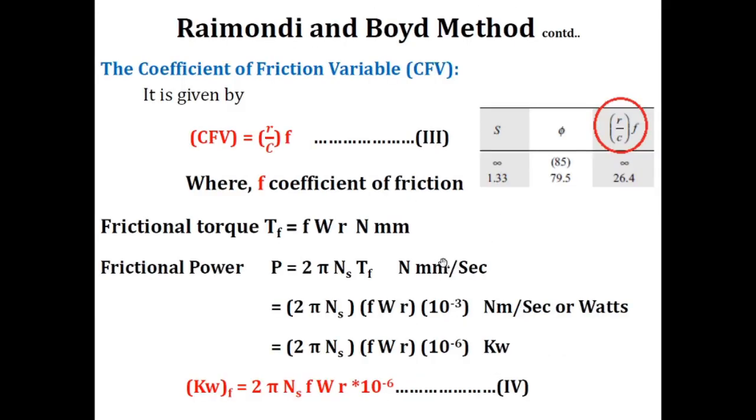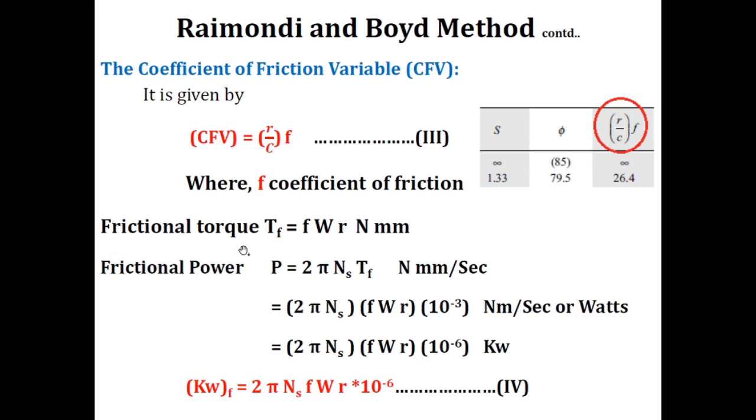Now the next important term is the coefficient of friction variable, denoted by CFV. The term in the table is given by R upon C into f, which is called the coefficient of friction variable. So f is nothing but the coefficient of friction, R is the radius of the journal, and C is the radial clearance. So we know the value of this coefficient of friction. From this equation we can calculate.